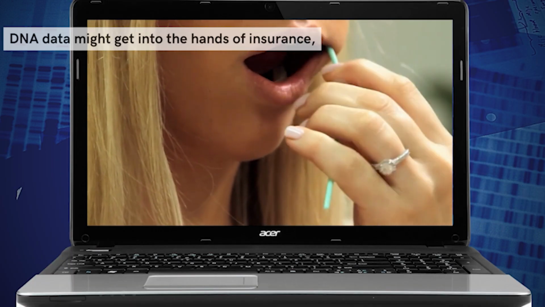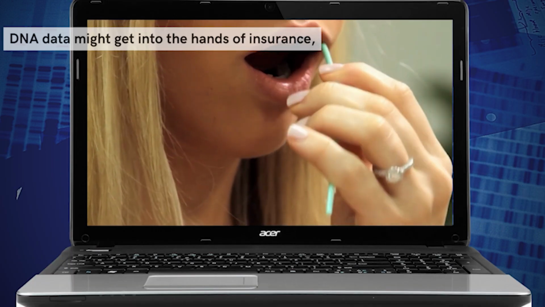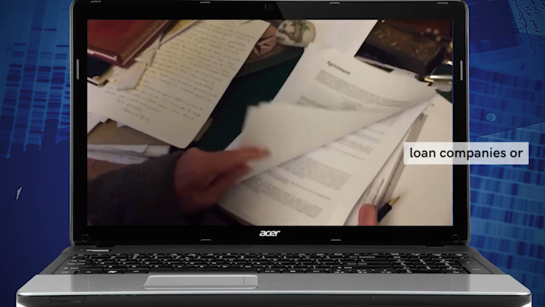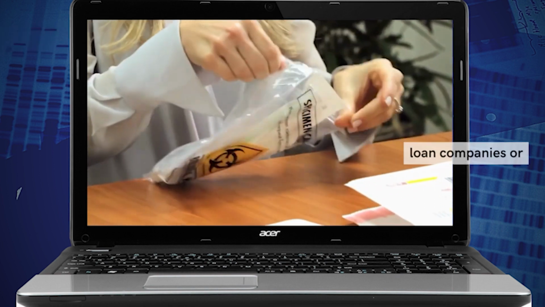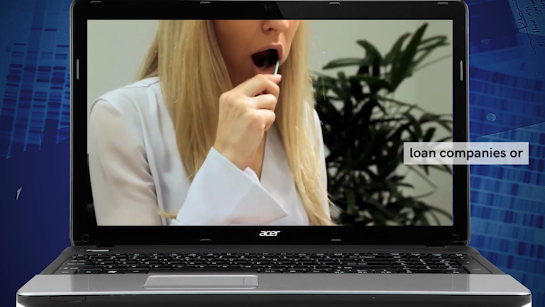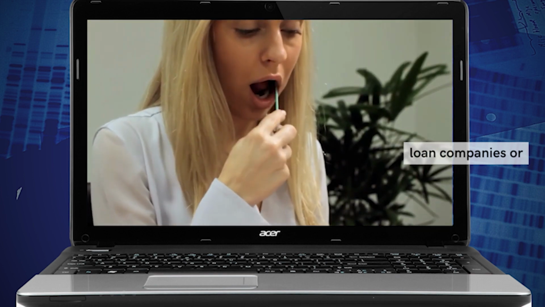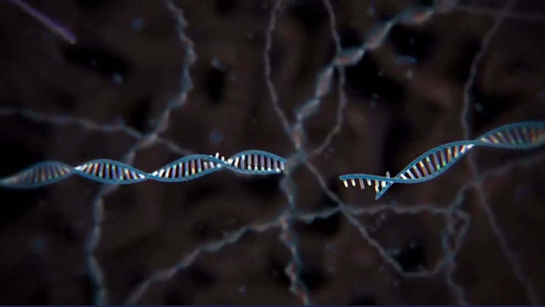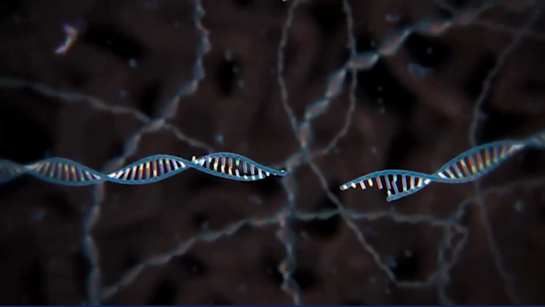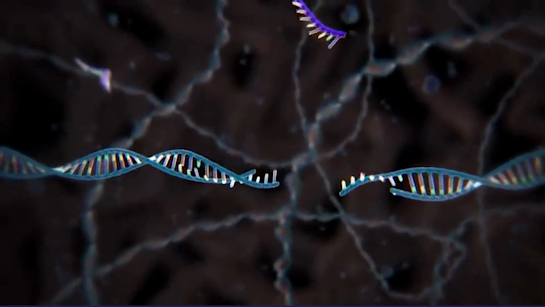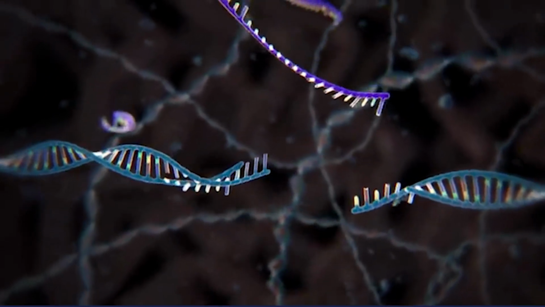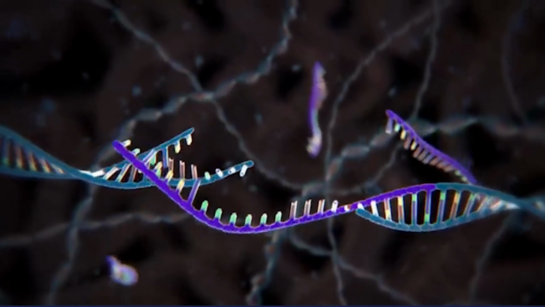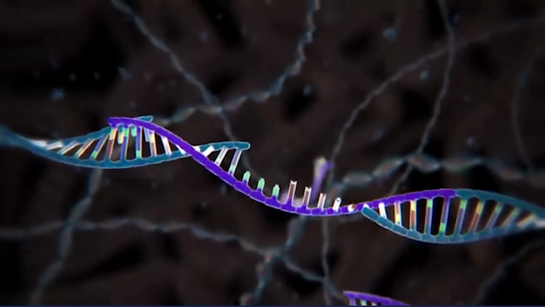The first limitation is that DNA data might get into the hands of insurance, loan companies, or other institutions who could determine a person's predisposition to a particular disease. In line with this, storage of DNA profiles can be seen as an invasion of privacy and could possibly be a real threat, especially to those criminals who wanted to fraud their DNA.